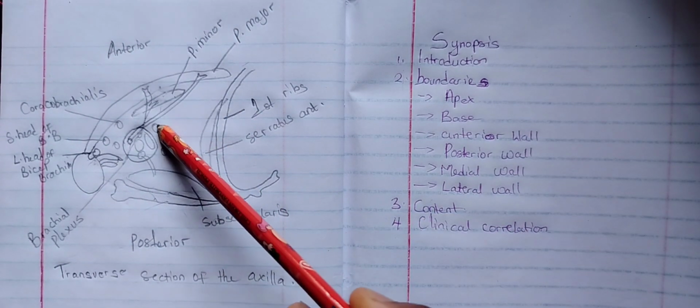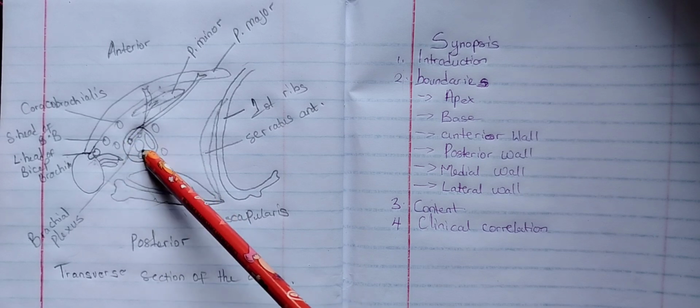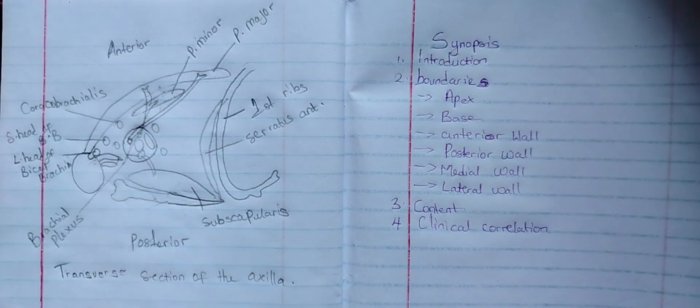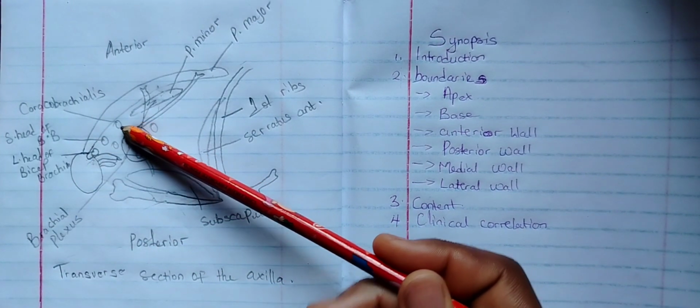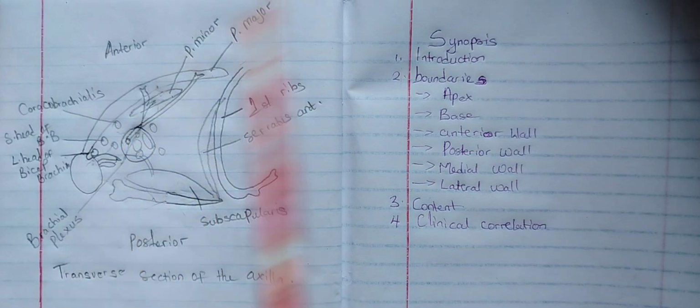You can see these are the axillary lymph nodes, these are the cords of the brachial plexus, this is the axillary artery, and this is the axillary vein. The long head of biceps brachii, the short head of biceps brachii, and the coracobrachialis muscle, all of which form the contents of the axilla.